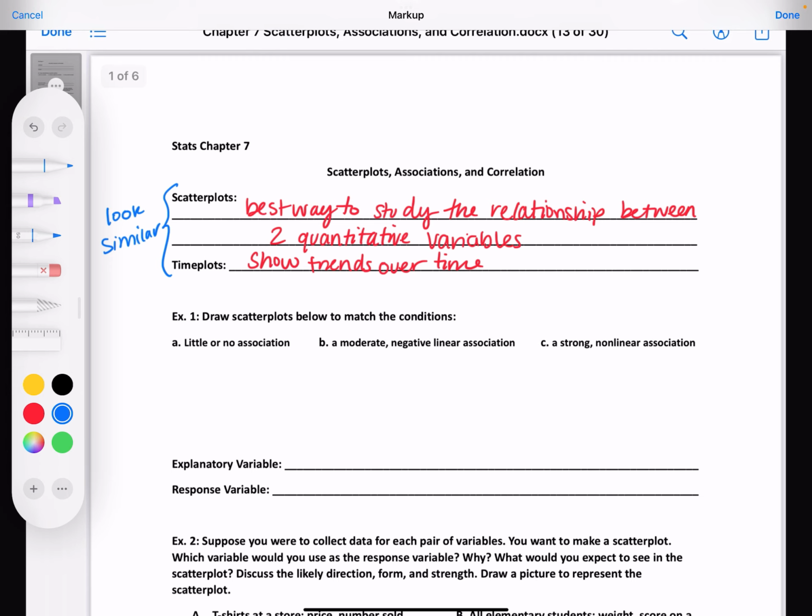All right, so drawing scatter plots to match the conditions. Here, I'm going to draw my little plots to get ready first. What would the first one look like? Oh, we wrote these down. Oh, wait, no. Last we did.